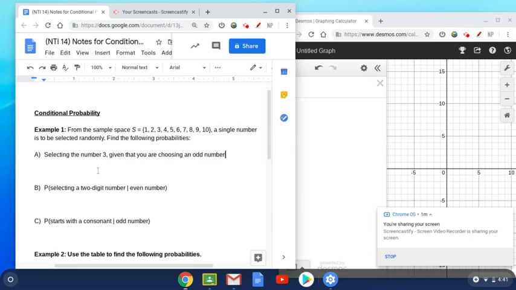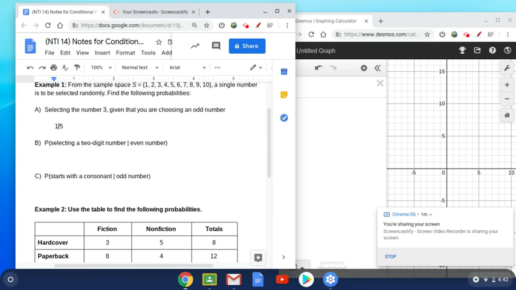So look at what that changes when I write my probability out. I am only looking at odd numbers, so the bottom of my fraction is not going to be 10. There are only 5 of these numbers that are odd, so the bottom of my fraction is going to be a 5. Out of those 5, how many of them are the number 3? Well, 1, 3, 5, 7, 9. Only one of those is a 3. So the probability of selecting the number 3, given that you are choosing an odd number, is 1 out of 5, not 1 out of 10.